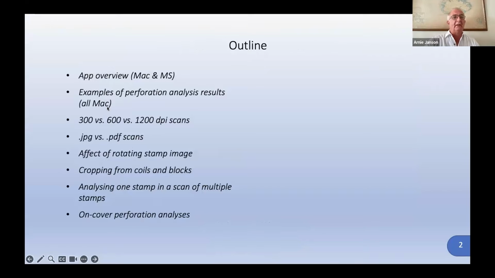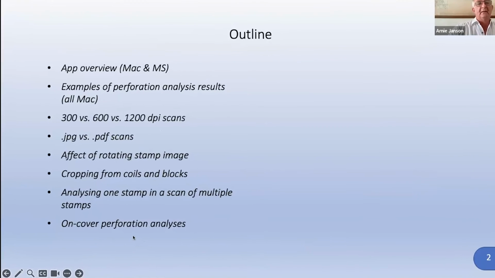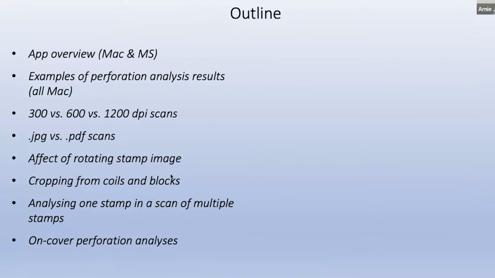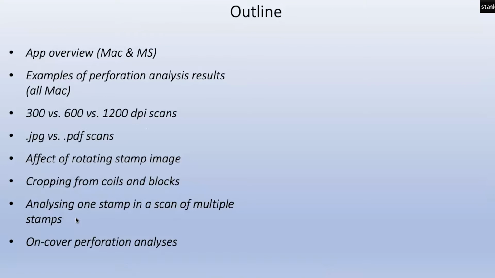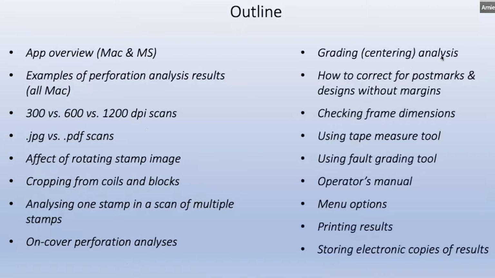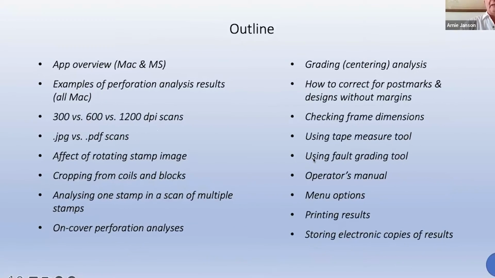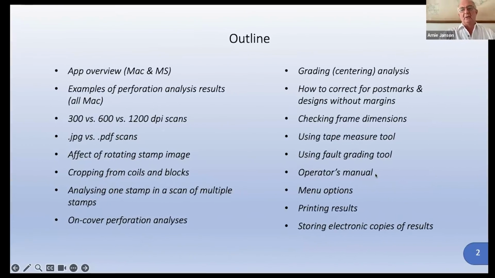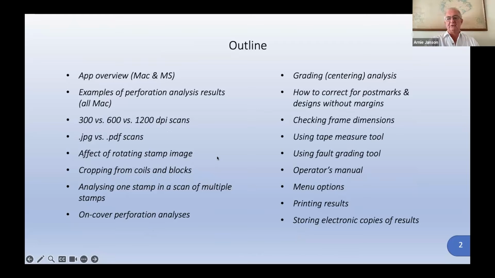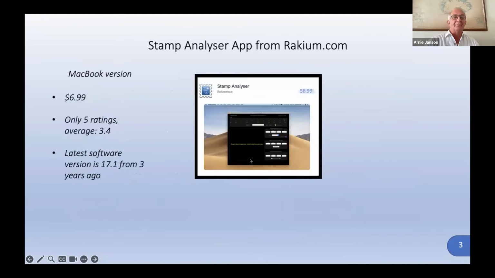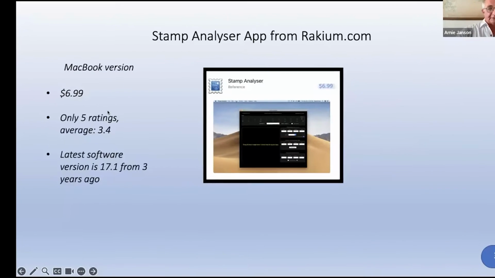Some examples. I have them on my Mac: different scans, different formats, the effect of rotating the stamp image, cropping, how we can analyze one stamp and a scan of multiple stamps, and on-cover perforation analyses, grading from centering perspective, how you can correct for postmarks and designs without margins, checking the frame dimensions using a tape measure tool, using the fault grading tool, a little bit about the operator's manual at the end, some menu options, printing results, and storing them.